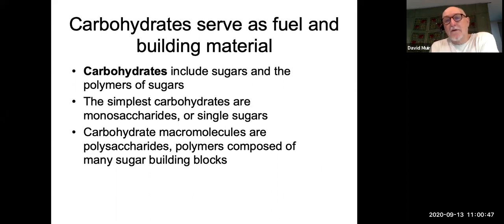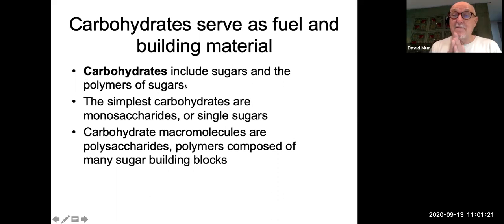So let's have a look at our first class of macromolecules. I'll say they're not always polymers, but our first class of macromolecules is the carbohydrates. That word carbohydrate tells you exactly how they are made up: carbon and water. Carbohydrates consist of carbon, hydrogen, and oxygen.